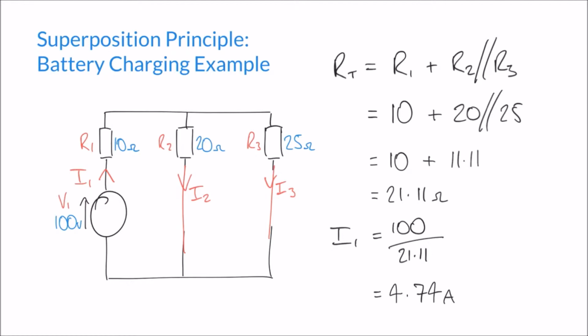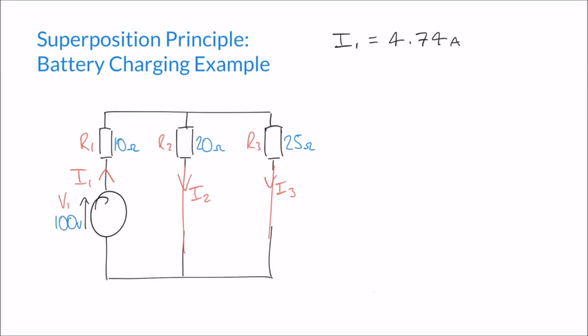This current of 4.74 amps is going to split into two currents, I2 and I3. And so at this point, I'm going to use the current divider rule to evaluate those two currents as well. If you're not sure about the current divider rule, in a previous video we've looked at that in more detail. I would suggest going back to that video first.